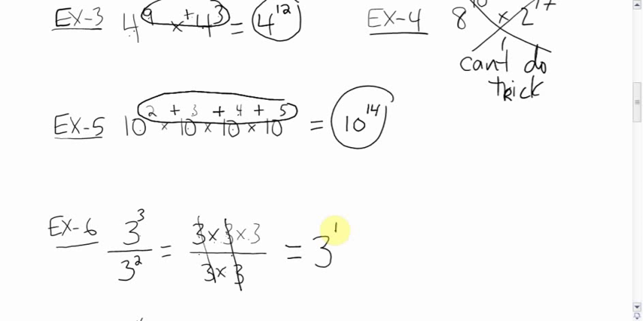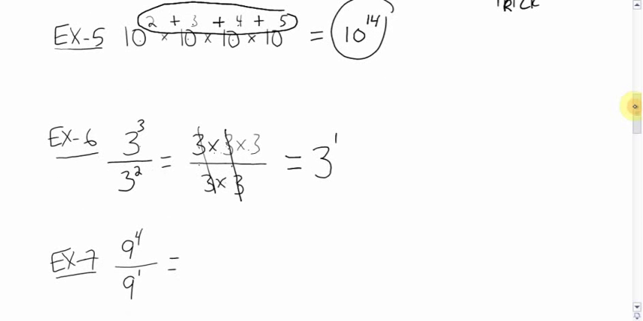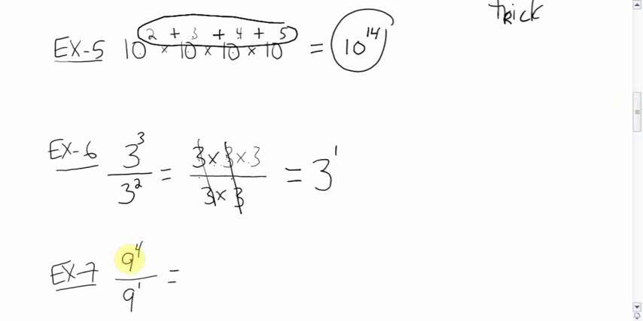Okay? You don't have to do any crazy math here, although this question isn't too hard to do with the math. The answer is 3 to the power 1. If you're not quite sure, take a look at this one. 9 to the power 4. What is that the same as? That's the same as 9 times 9 times 9 times 9, over 9 to the power 1, which is the same thing as just plain old 9.